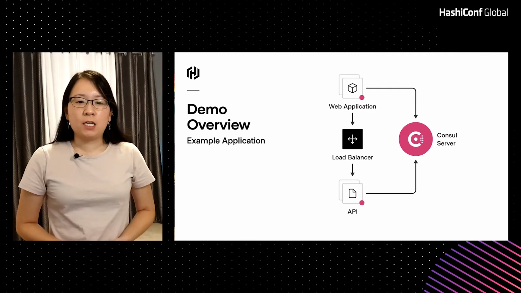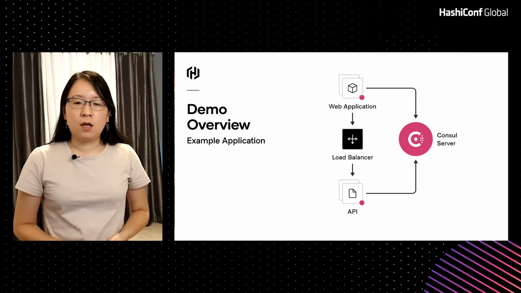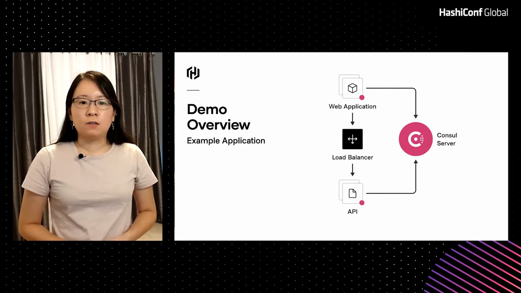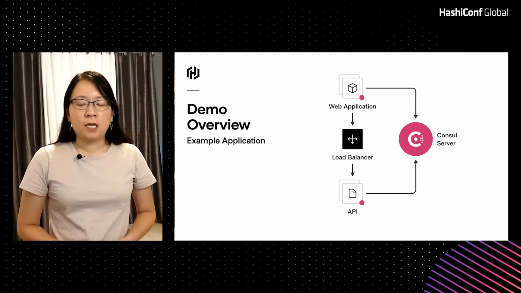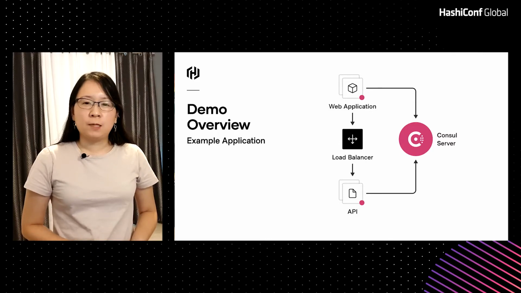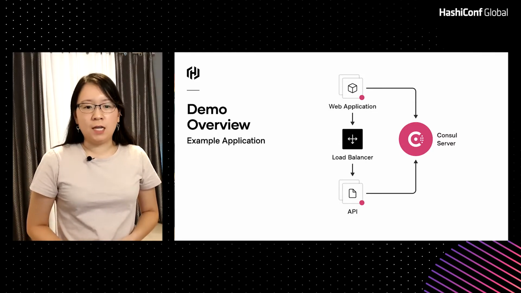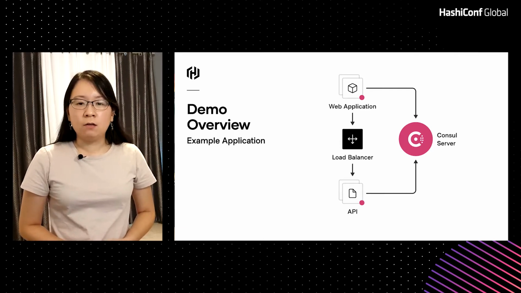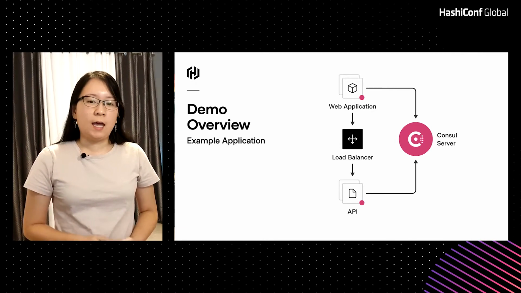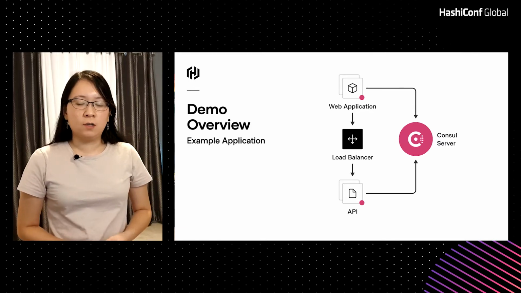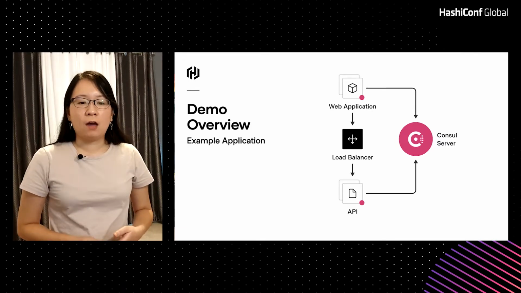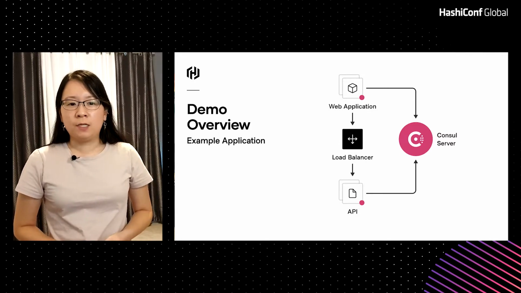So our demo application consists of a web application that calls an API via a load balancer. The API returns the name of the node, and the web application consumes that name and displays it in a message, "Hi, I'm node name." Each of the web nodes and each of the API nodes has a Consul agent running on it, and that Consul agent is in constant communication with the Consul server. But to start off, I'm going to have only one web node and one API node.